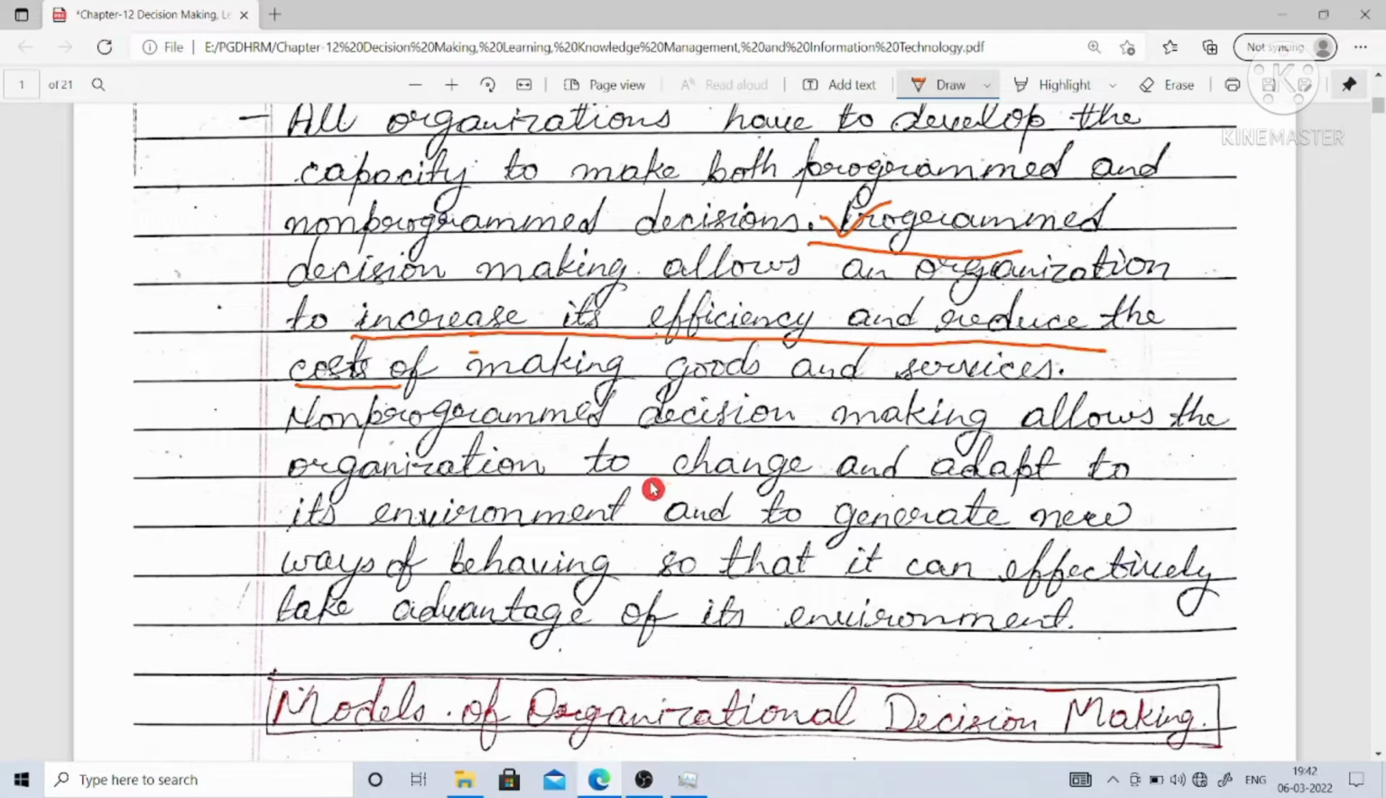These non-programmed decisions generally involve situations whenever things in the environment change. And whenever things change in the environment, then what happens?